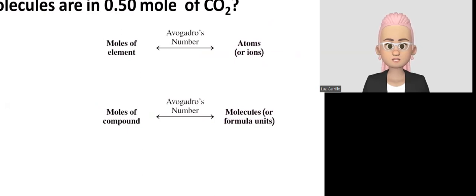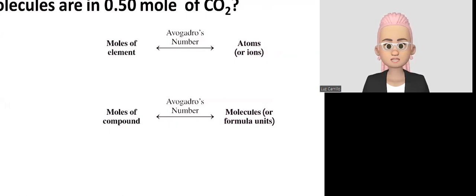You can see here that this double-headed arrow is representing the flow of work that is going to be utilized in order to, in the top equality, go from moles of element to atoms of that element. You can also utilize it for ions, but we are not going to be utilizing it specifically for ions. Avogadro's number is going to be the conversion, in other words, the equality that we will be utilizing in order to convert from one unit to the other.